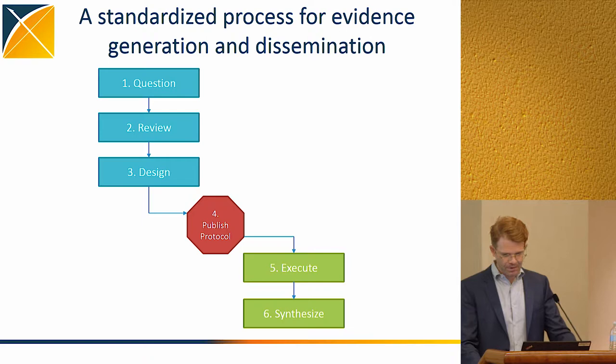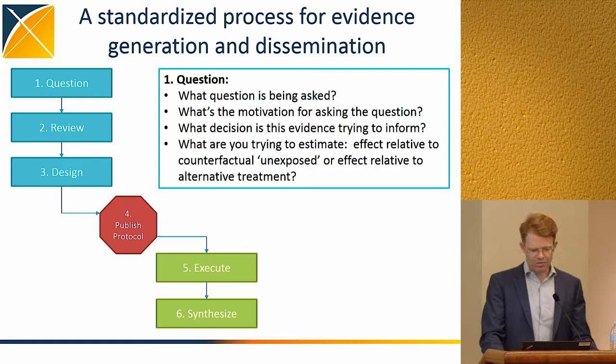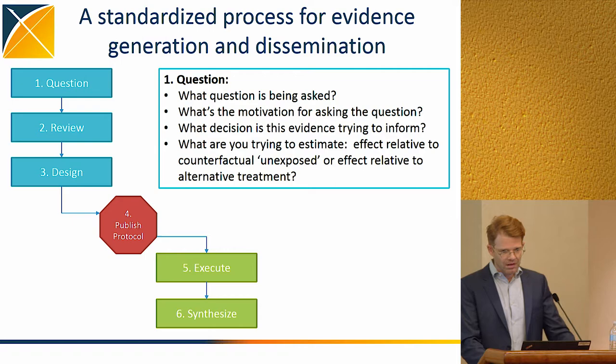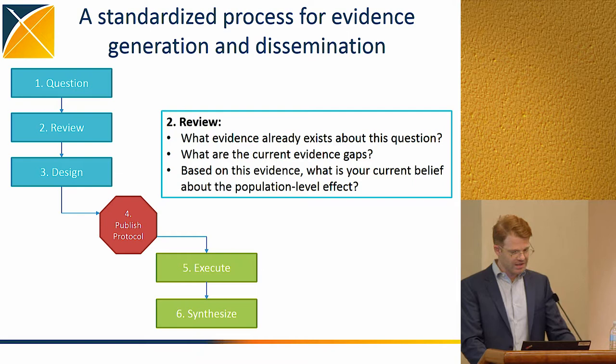So we looked at this earlier. This is the standardized method to create evidence and disseminate it. And I'll just go through this quickly. There's what question is being asked and what's your motivation. What decision is the evidence you create going to support? Is it going to support patient decisions, provider decisions, policy decisions? There are all sorts of evidence gaps from different levels that need addressing. What already exists? Literature reviews help with this.